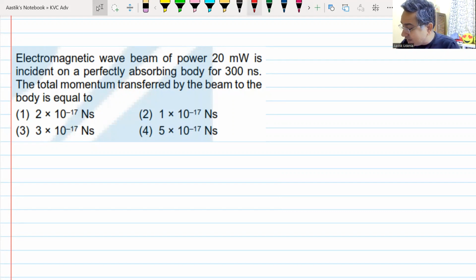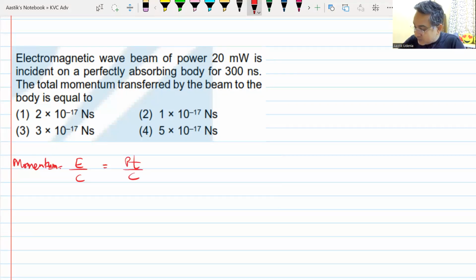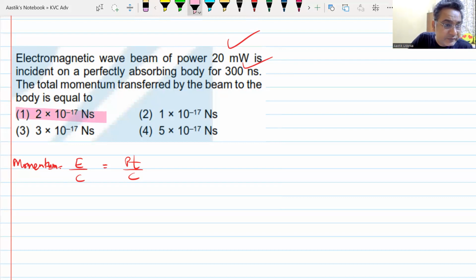Total momentum transferred is E, the total energy transferred, divided by C. Perfectly absorbing. Let me write momentum as momentum, because otherwise you will get confused. This is power into T divided by C. Power is this, C is this, T is this, divided by C. And the answer that you will get will be this one. I hope you understand this. Yes or no?